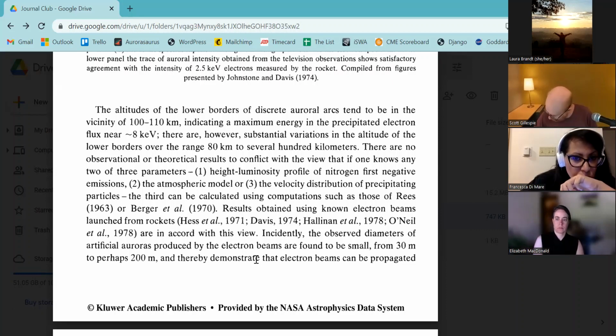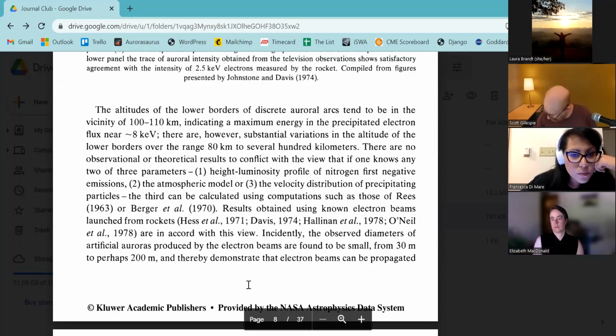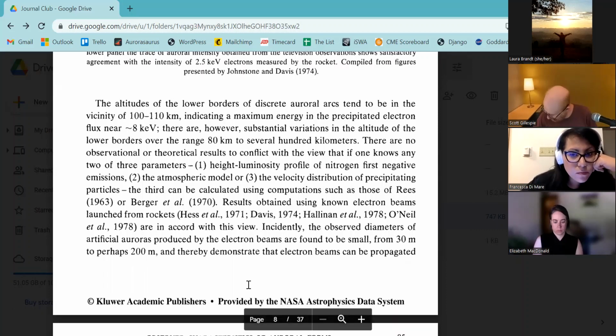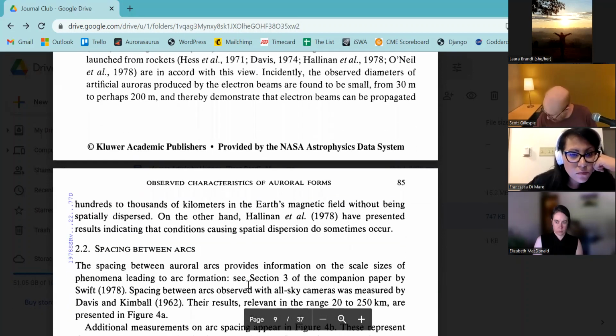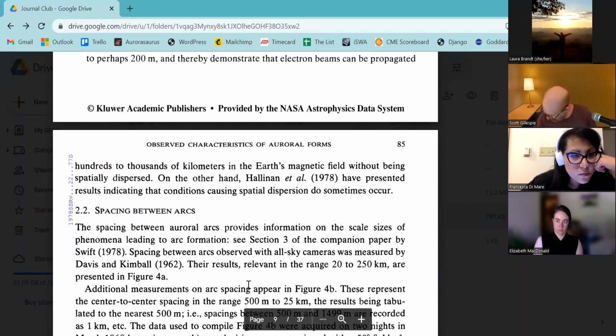Incidentally, the observed diameters of artificial auroras produced by the electron beams are found to be small, from 30 meters to perhaps 200 meters, and thereby demonstrate that electron beams can be propagated hundreds to thousands of kilometers in the Earth's magnetic field without being spatially dispersed. On the other hand, Hallinan et al. 1978 have presented results indicating that conditions causing spatial dispersion do sometimes occur.